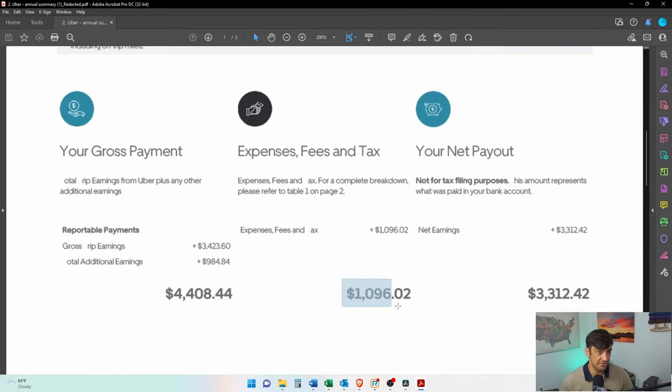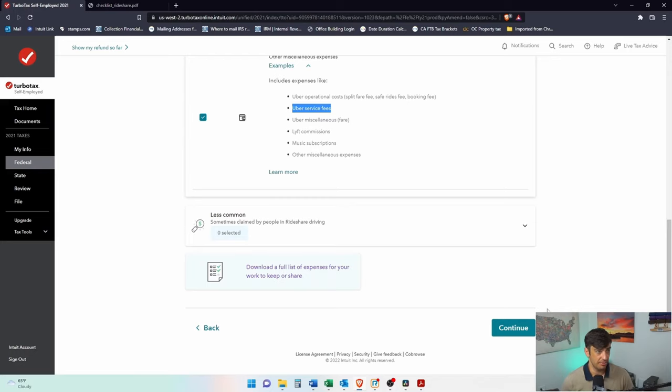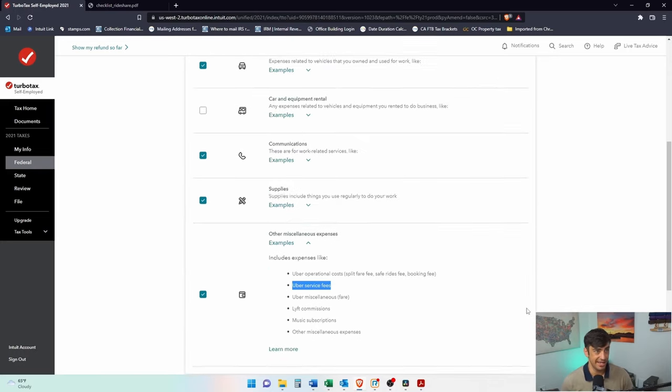But then you paid some fees to Uber. So that $1,000 is essentially what this is. Okay, so we definitely want to make sure we account for that. We don't pay tax on that money because we didn't actually get it.